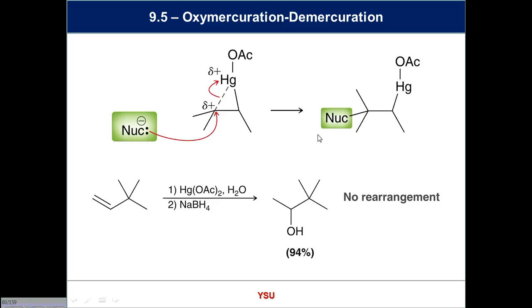And the proof of the fact that there's no carbocation is that you don't get any rearrangements. So this is a very nice addition to Markovnikov addition of H2O, using the mercury to be able to put the hydroxyl where you want it to go. You are guiding the hydroxyl to the place you want it.